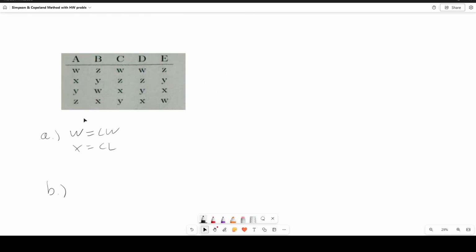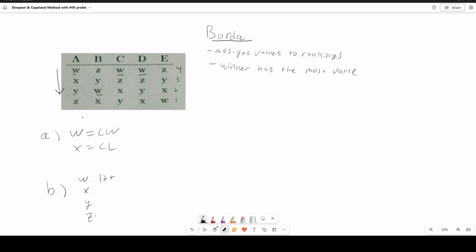A Borda Count, written B-O-R-D-A, assigns values to rankings, and the winner has the most value. It doesn't matter what values you assign, as long as you start with the highest and you get smaller as you go down. So we're going to do 4, 3, 2, 1. That means W has 4, 8, 12 votes, plus 2, plus this 1 vote. So this means W has 15 votes total under the Borda count.